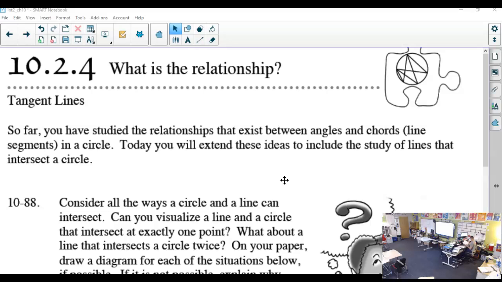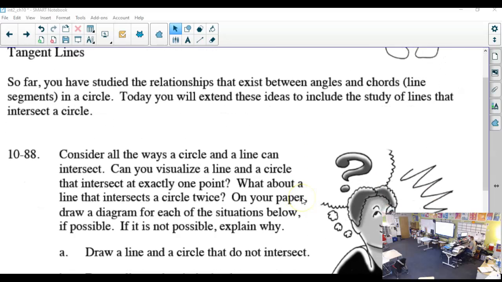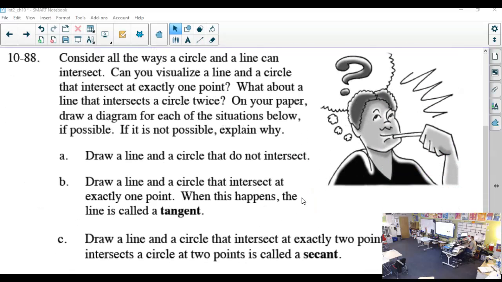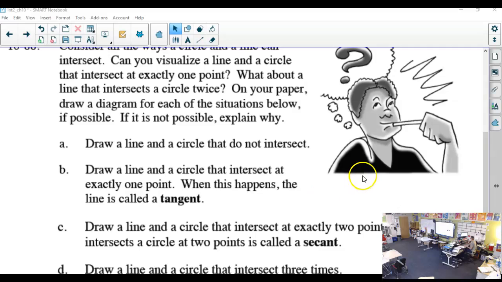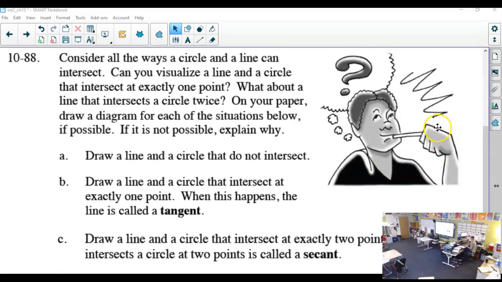Yeah, a chord, but it continues outside. And then draw a circle with a line through it that touches the circle 3 times. I'll do that.